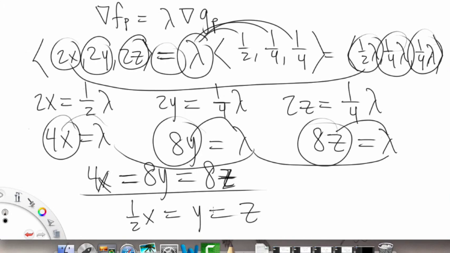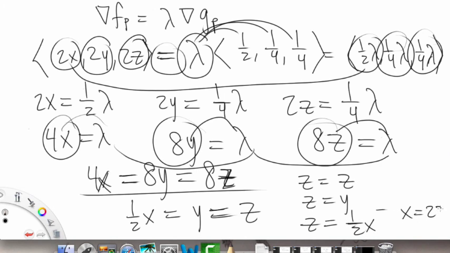Now we have equations between all of our variables. So y is equal to z. Z is equal to y, and z is equal to 1/2 x, also known as x is equal to 2z. Now we're going to take these relations and plug them back into the constraint equation. So I'll rewrite them on the next slide.